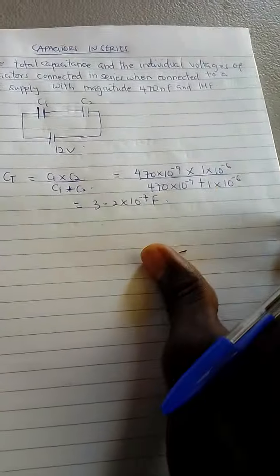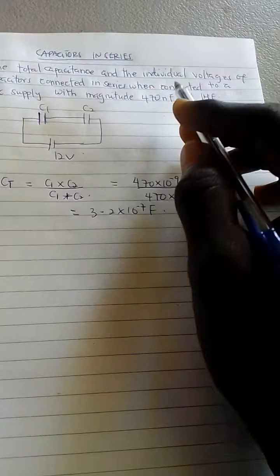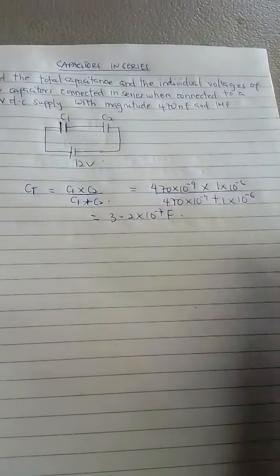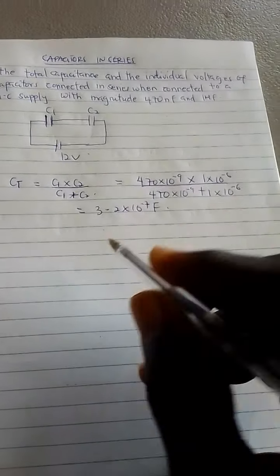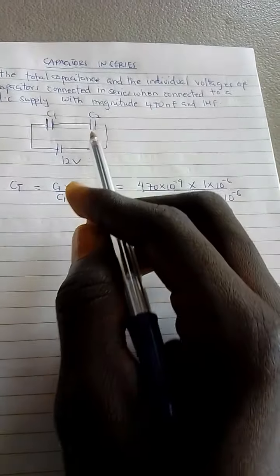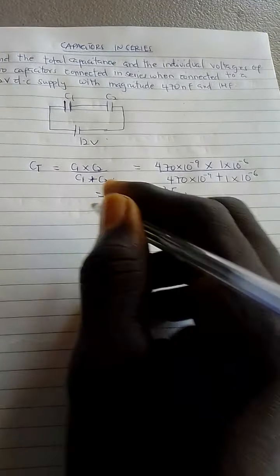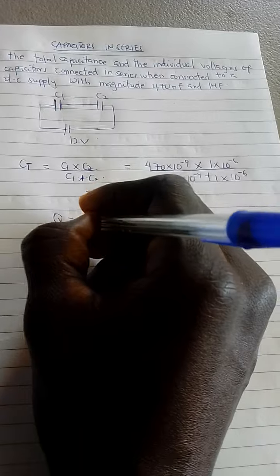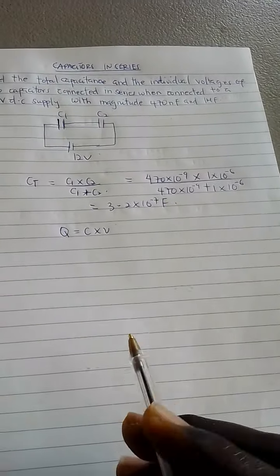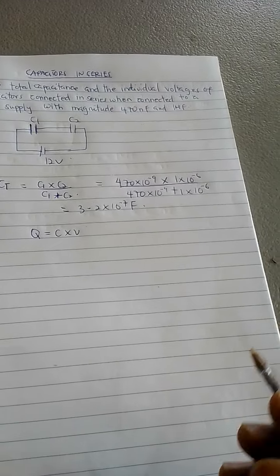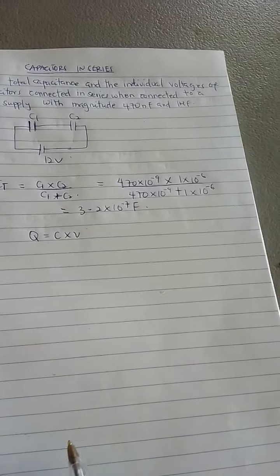Now let's move to the next part of the question, which says to find the individual voltages across the two capacitors. To find this, you know that since they are connected in series, the same current is flowing through them at the same time. Hence the quantity of electric charge, Q, which is equal to C times V, is the same for all the capacitors. The same quantity of electric charge is passing through each.